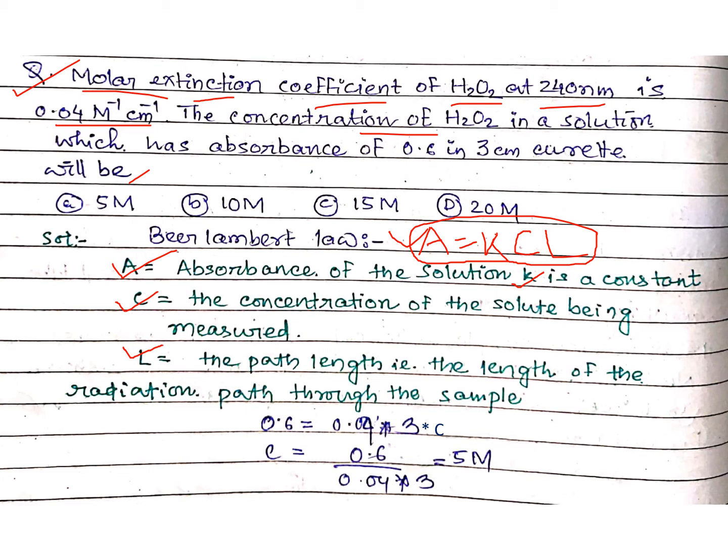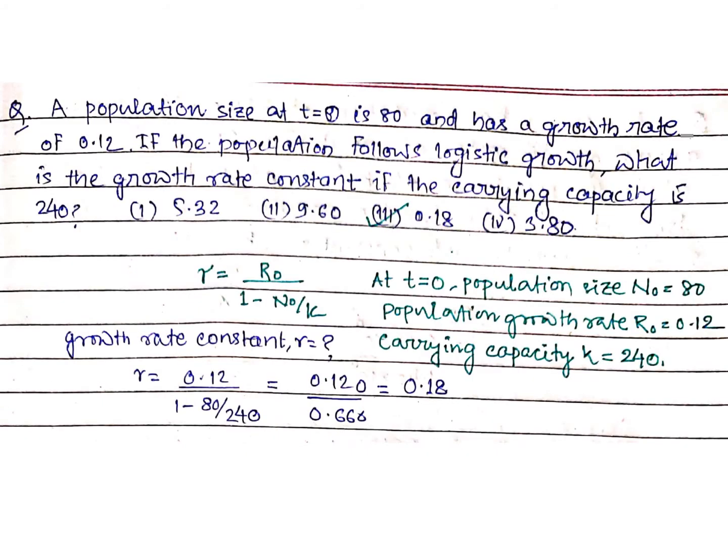According to the question, we have the absorbance equal to 0.6, the molar extinction coefficient is 0.04, and the path length of the cuvette is 3, and we have to find the concentration, which we can take as C. So C is 0.6 divided by 0.04 times 3, that we get 5 molar. So this is the concentration of our hydrogen peroxide solution. So this is the answer, that is A equal to 5.